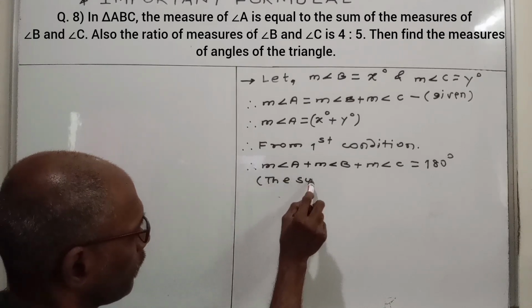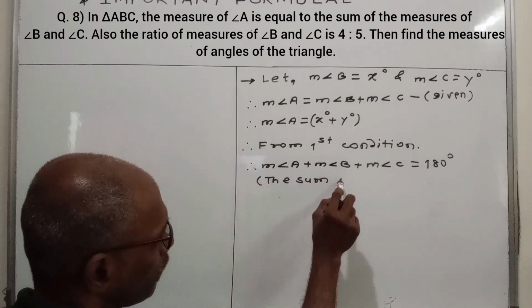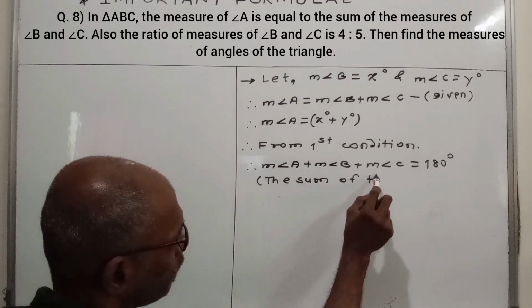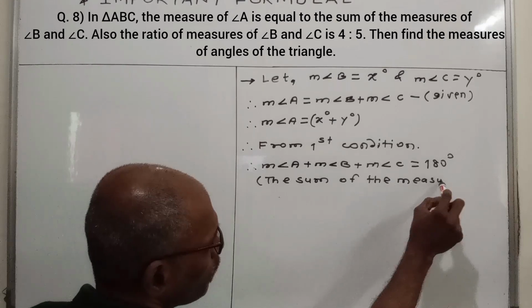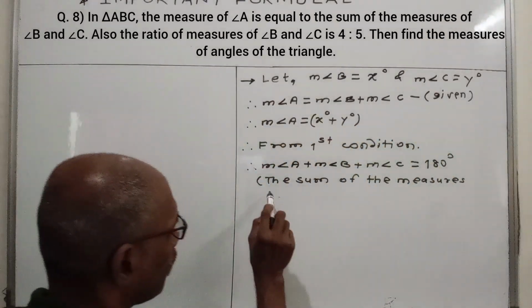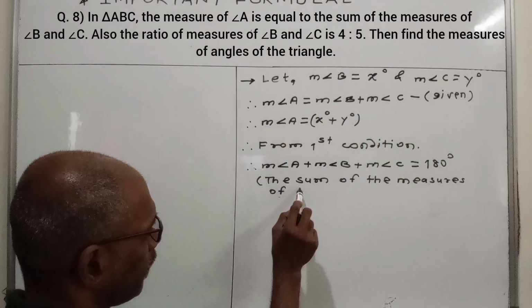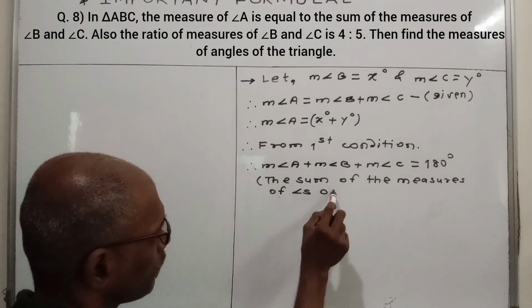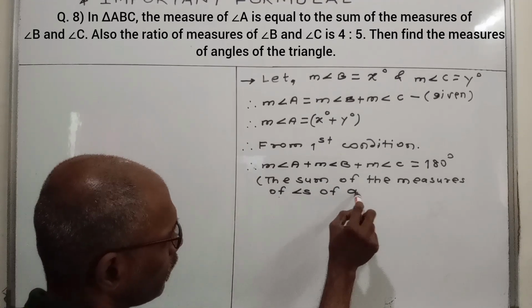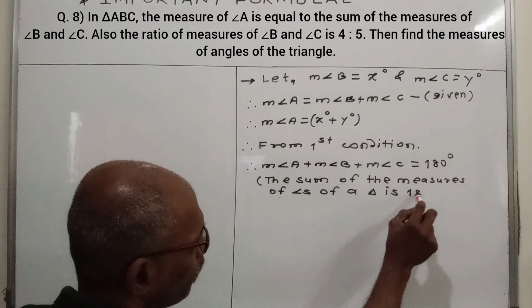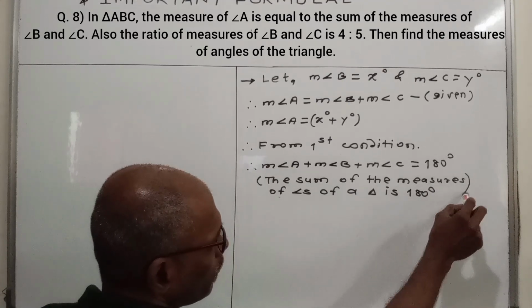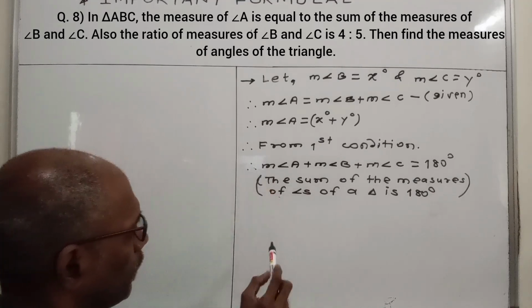The sum of the measures of angles of a triangle is 180 degree. Did you get it?